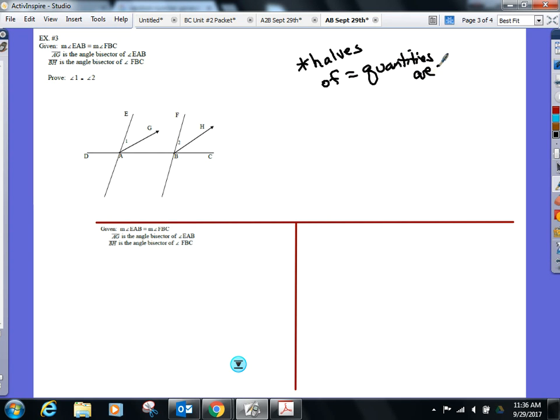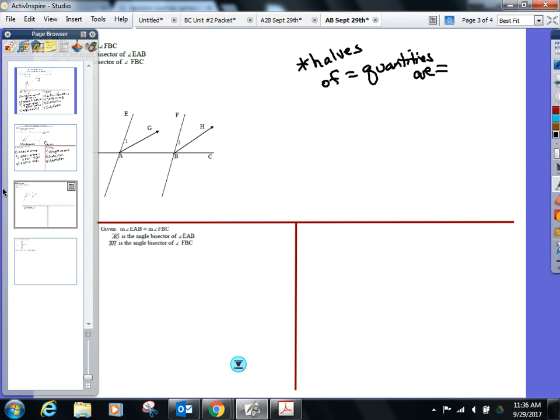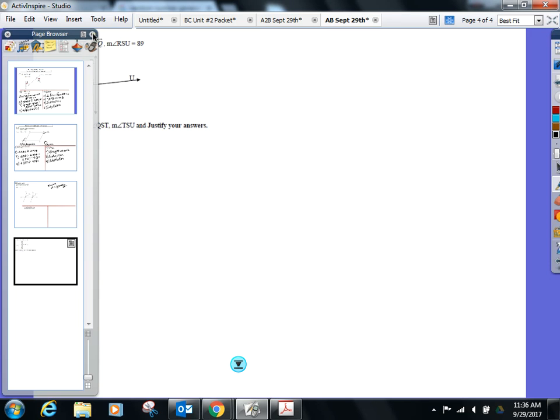This has nothing to do with right angles or straight angles. It's just a little review for you. And beware of that tonight on your homework too, that I threw a couple halves of equal quantities in there tonight. Okay, final thing. I didn't want you to forget how to do some algebra.